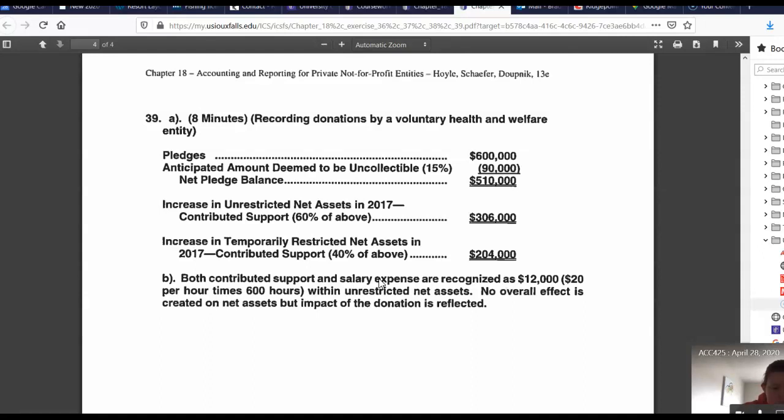Anybody have questions on just part A? Okay. Letter B, again, it's that social worker example. They're earning 20 bucks an hour. Without these donated services, the organization would have hired. Okay, well then, since she donated 600 hours at 20 bucks an hour, we're going to record that. And you know what, Macy, remember we just got done talking about the charity care, that it's totally different. I understand it's totally different.